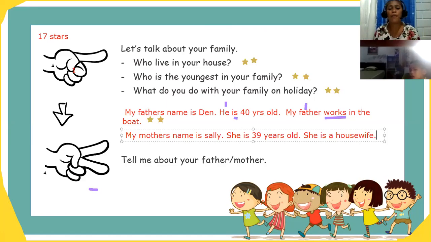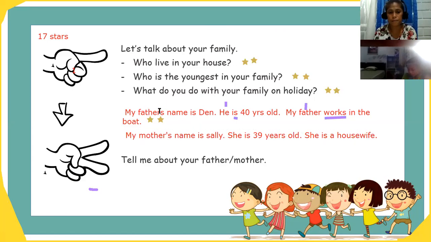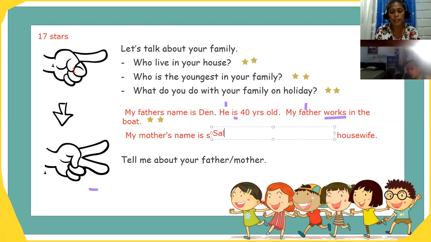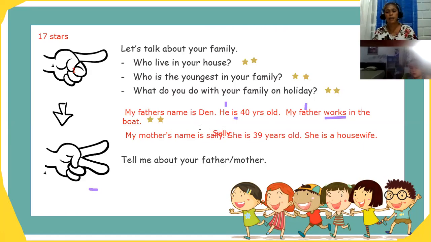My mother's name is Sally. She is 39 years old. She is a housewife. Again. My mother's name is Sally. She is 39 years old. She is a housewife. Sally is a capital letter. Okay. My mother's name is Sally. She is 39 years old. She's a housewife.